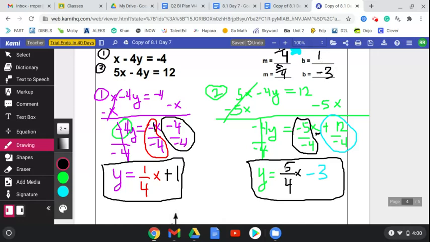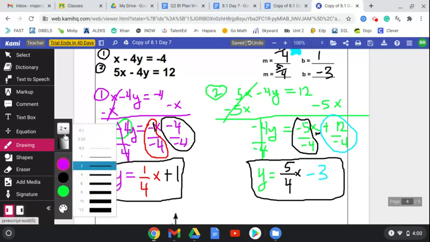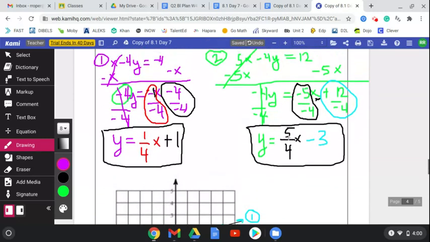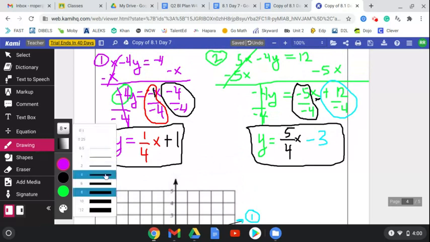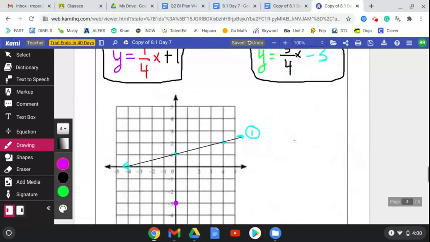So if I'm going to graph this second equation, I begin with b. So b is at negative 3. B is at negative 3 right there. I begin with b and I move with m. Okay, since m is 5/4, this tells me to go what? Since my m is 5/4, this tells me to go up 5 and to the right 4. Up 5, right 4 from b.